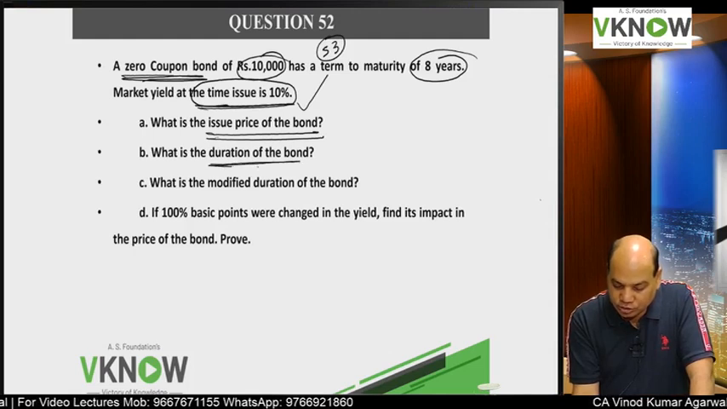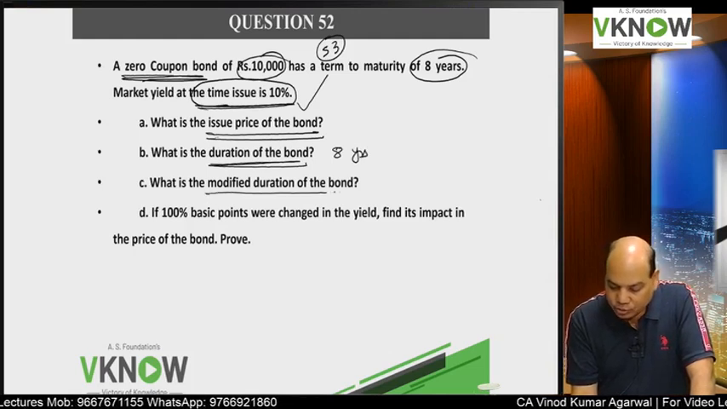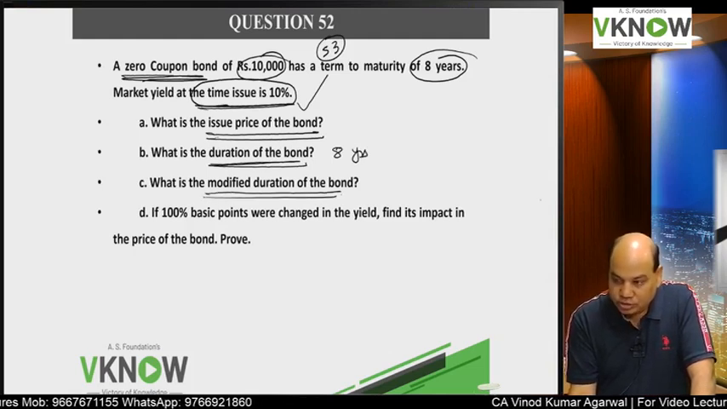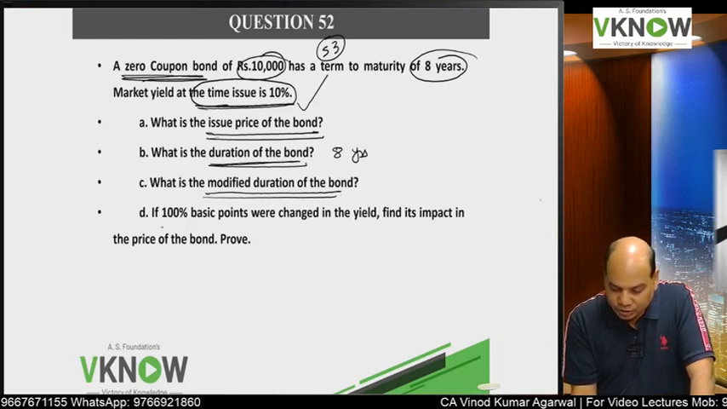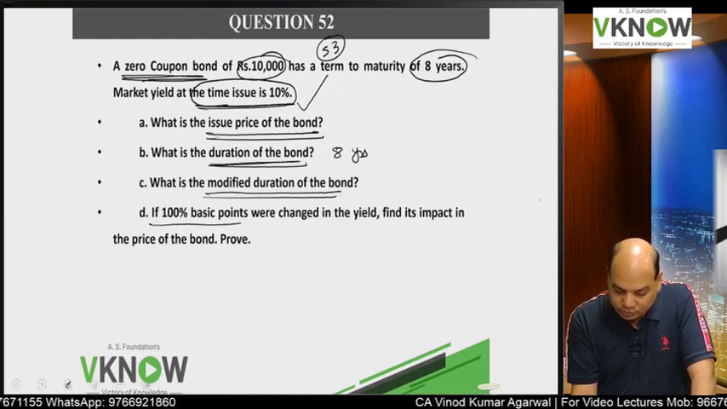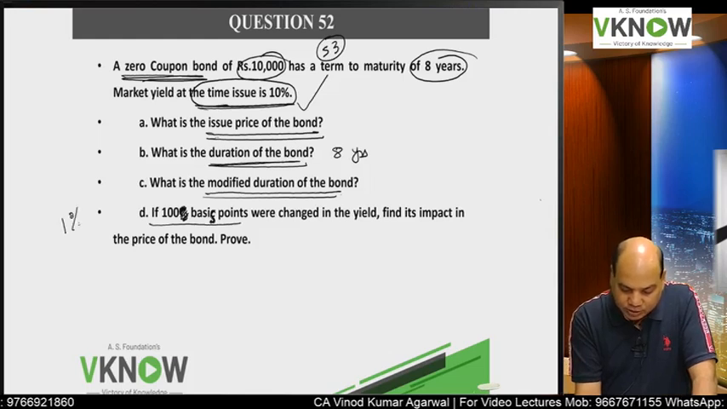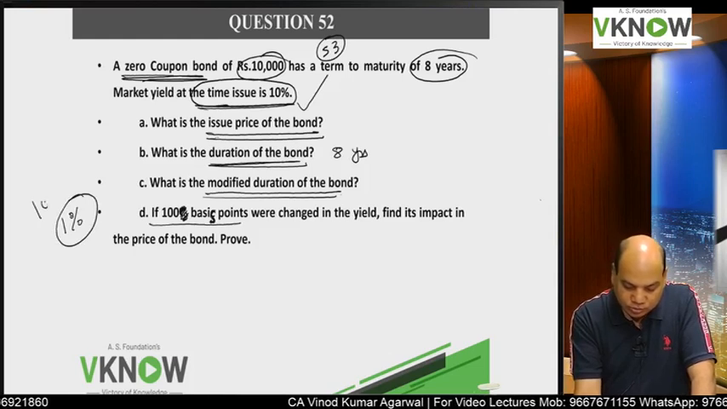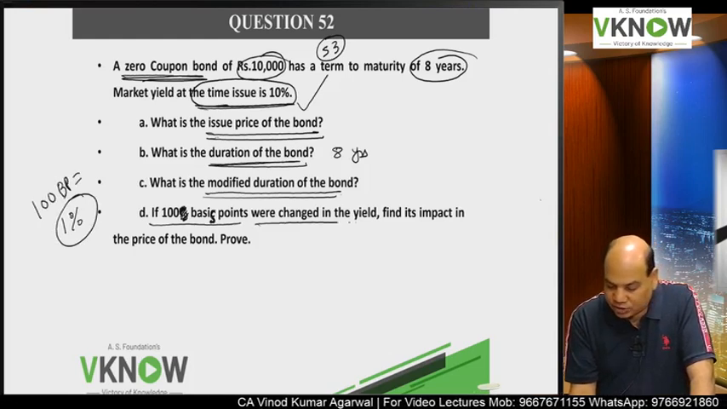Second question, duration of the zero coupon bond. Answer is 8 years only. What is modified duration of the bond? Duration upon 1 plus YTM. And if 100 basis point, remove the percentage sign here. If 100 basis points means 1%, 1% were changed in the yield.